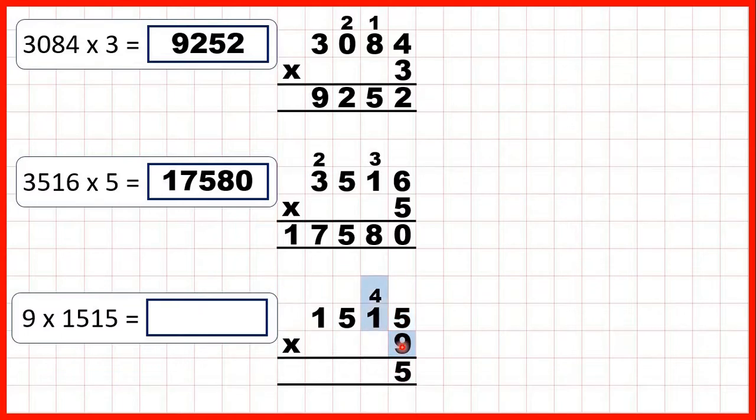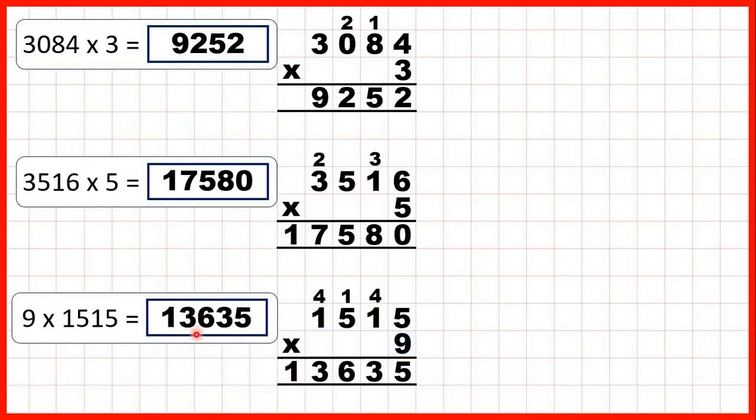So now 5 times 9 is 45, so 4, 5. 1 times 9 is 9, but we need to add the 4 that's on top, and 9 plus 4 is 13. We need to write 13 as 1, 3, so with the first digit above the next place value column along. 5 times 9 is 45, but we need to add the 1 that's on top, so that gives us 46, so 4, 6. And now 1 times 9 is 9, and 9 plus the 4 that's on top is 13. We don't have any more digits to multiply, so we can just write the 13 in our answer.